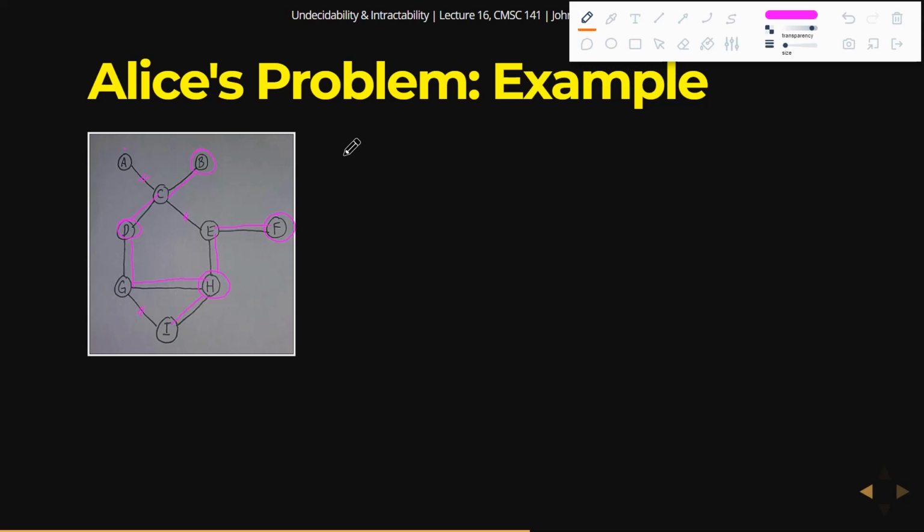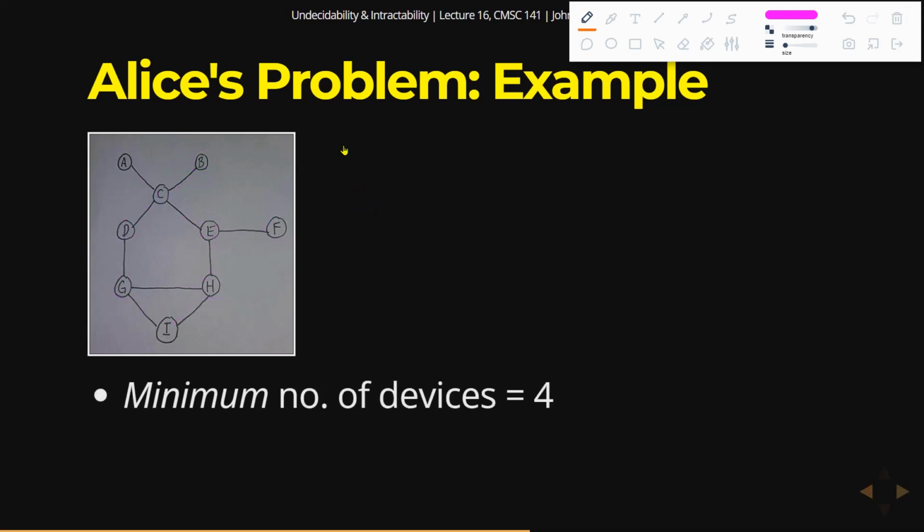So maybe if we add one here, and one here, and one here. All in all, we installed how many? 1, 2, 3, 4, 5, 6, 7. So we had 7, which is way too much. So can we try to reduce the number of monitoring devices to install? The minimum number of devices is actually 4 in this case.